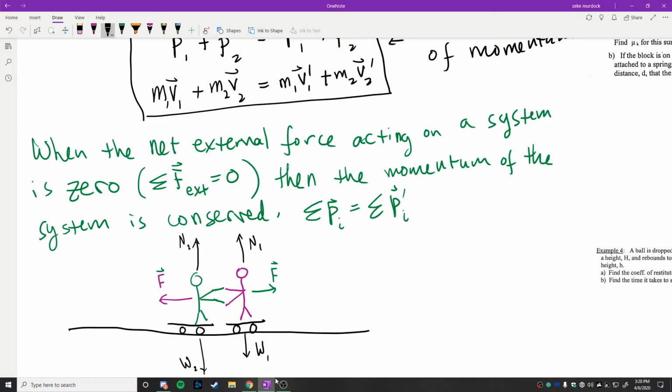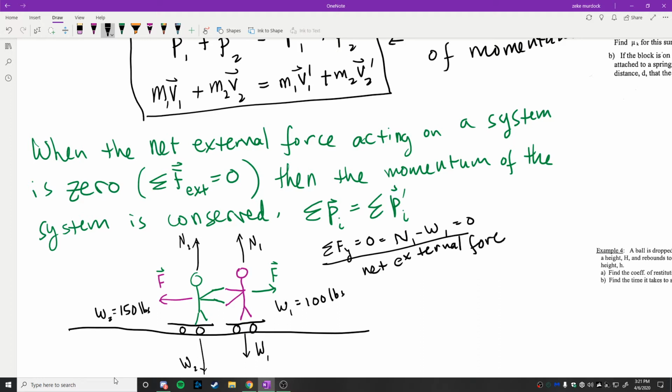These weights don't have to be the same. This person could have a weight that's equal to maybe 100 pounds, and weight 2 could be like 150 pounds. It doesn't matter, okay? As long as the net external force acting on the system is 0. Like in this case, the net force in the y direction is going to be equal to 0. And that is to say that basically the normal force minus the weight is equal to 0. And we can say the same thing for the other person. This is the net external force acting on it. This would be the net external force.